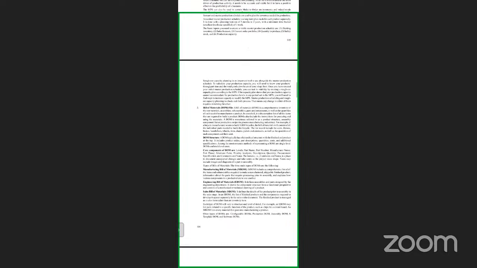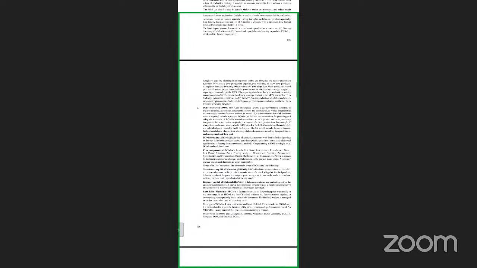Bill of materials. A bill of materials is a comprehensive inventory of the raw materials, assemblies, subassemblies, parts and components, as well as the quantities of each needed to manufacture the product. To put it in a nutshell, it is a complete list of all the items required to build a product. A bill of materials also includes the instructions for procuring and using the materials. It is sometimes referred to as a product structure, assembly component list, or production recipe.